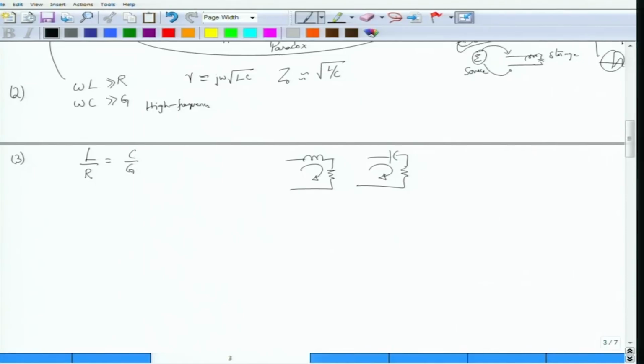So what we are saying is that the series time constant must be equal to the parallel time constant, where parallel simply indicates that this is a capacitor and a conductance. If these two time constants are equal, then this case is called the distortionless case and the line is called a distortionless line.